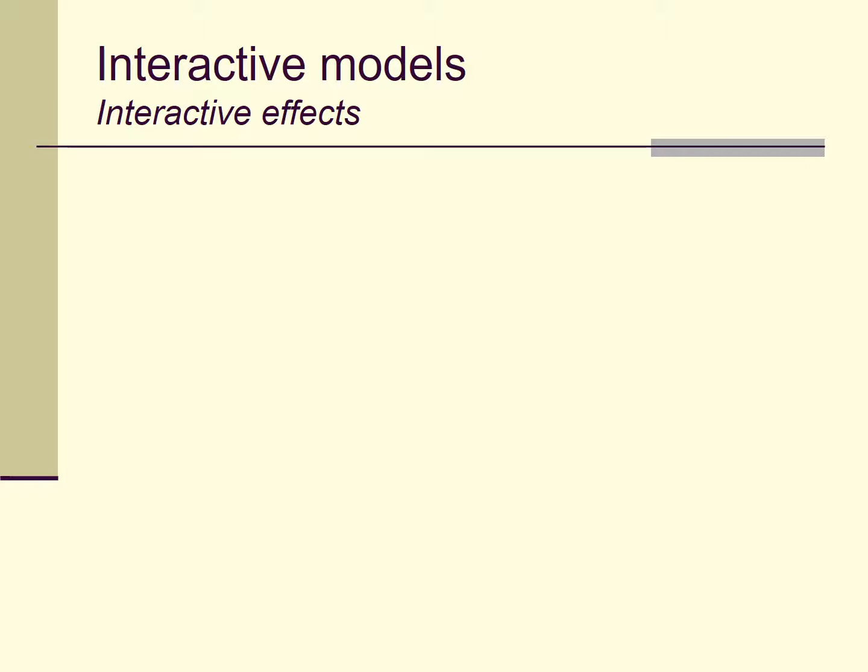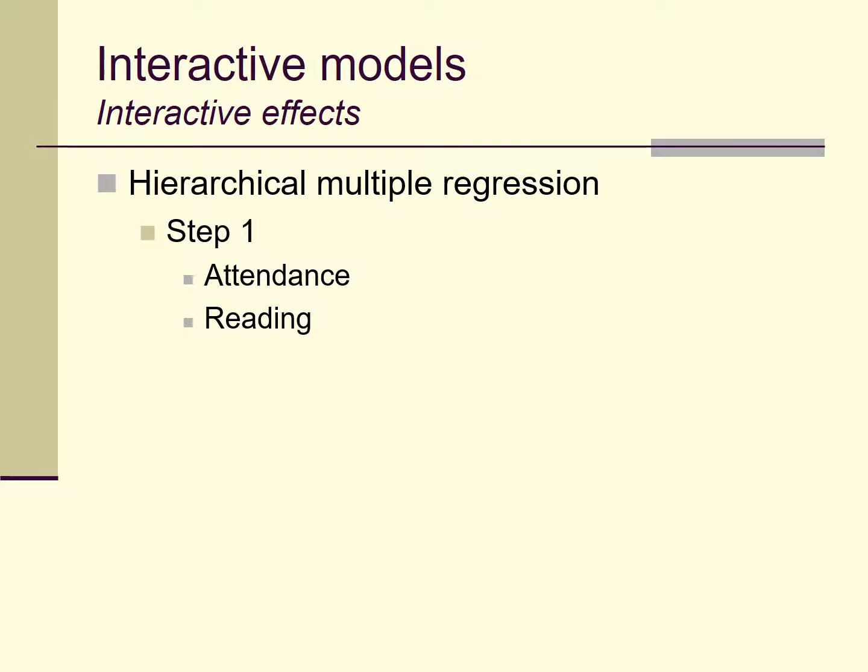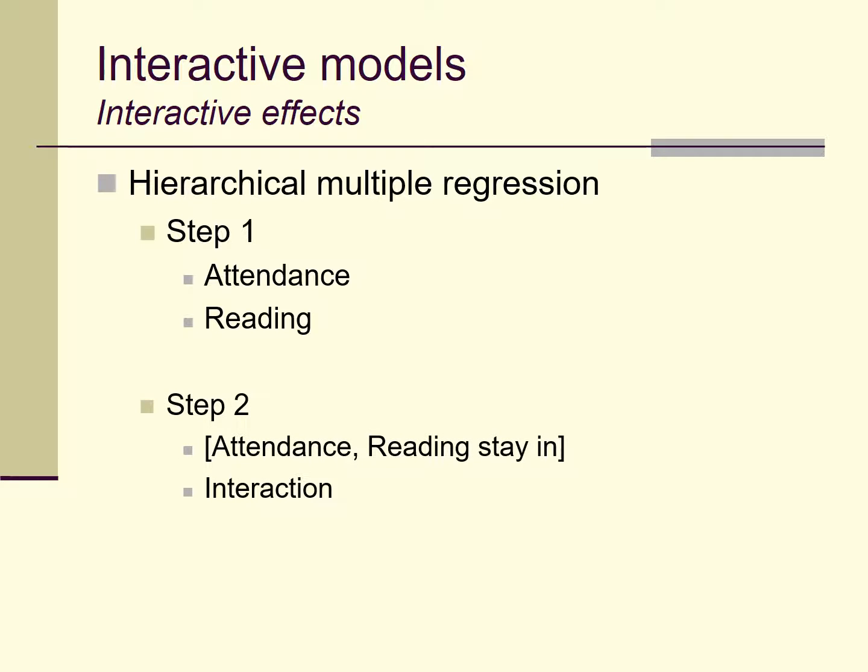Now that we have our interaction term, we can include it in our model and see what effect, if any, it has on predicting our outcome variable. How we often do this is we run a hierarchical multiple regression, where in our first step we include our main predictor variables, attendance and reading, and in our second step those predictor variables stay in the model, but we add the interaction term. So if you go ahead and do this in SPSS, at this point I trust you know how to, you'll get some output, and the output will look a little bit like this.